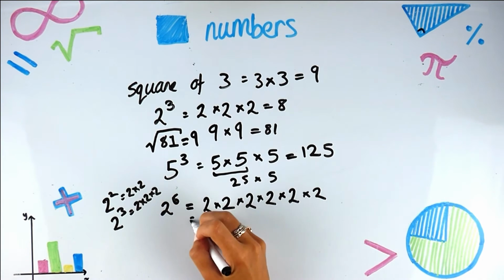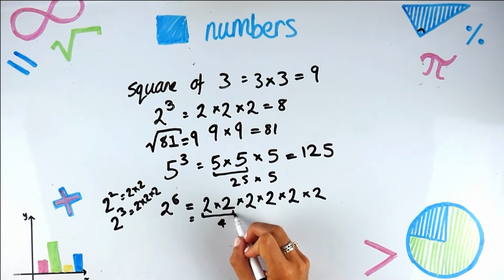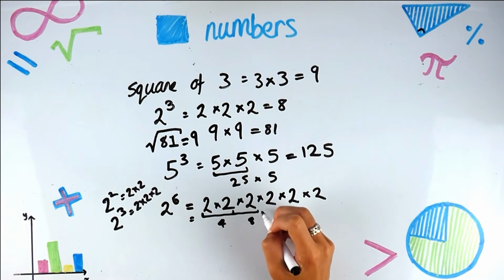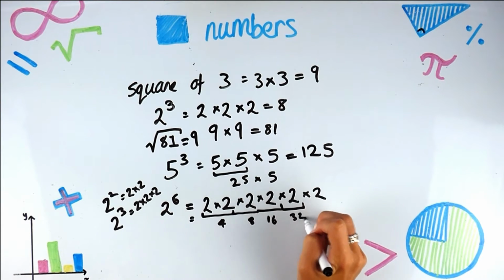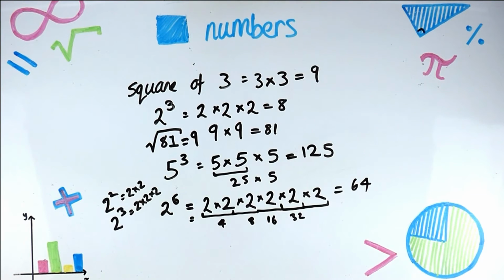So 2 times 2 is 4, times 2 is 8, times 2 is 16, times 2 is 32, times 2 equals 64. Okay, so that's just applying what we already knew.